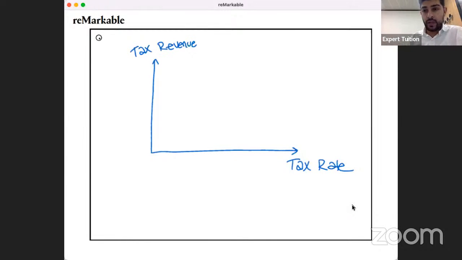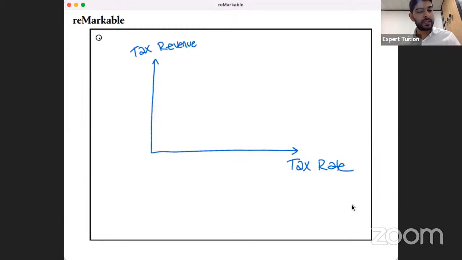If the tax rate in the economy was 0%, how much revenue would the government generate? Hopefully you're screaming at your screen, obviously nothing. If there's no tax, there's no revenue. What about if the tax rate was 100%? What if the government imposed a tax rate of 100%? What would the tax revenue be? Some of you might be saying 100%. It's not 100%. It's definitely not 100%. I can guarantee you that.